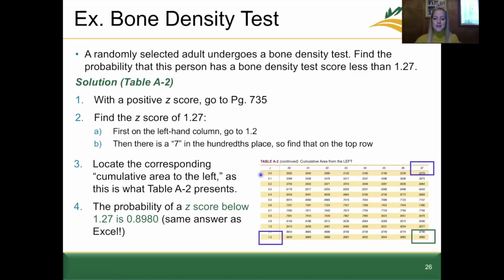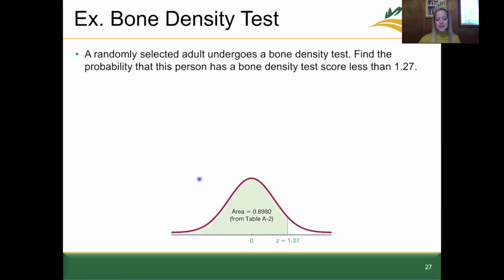Importantly, this first column is part of the z-score. This first row is also part of the z-score. Then the body of the table contains the corresponding area, or therefore probability values. Also importantly, of course, this area or probability value refers to the cumulative area from the left. Okay, so we used Excel, we used table A2. We're getting more comfortable with both methods.